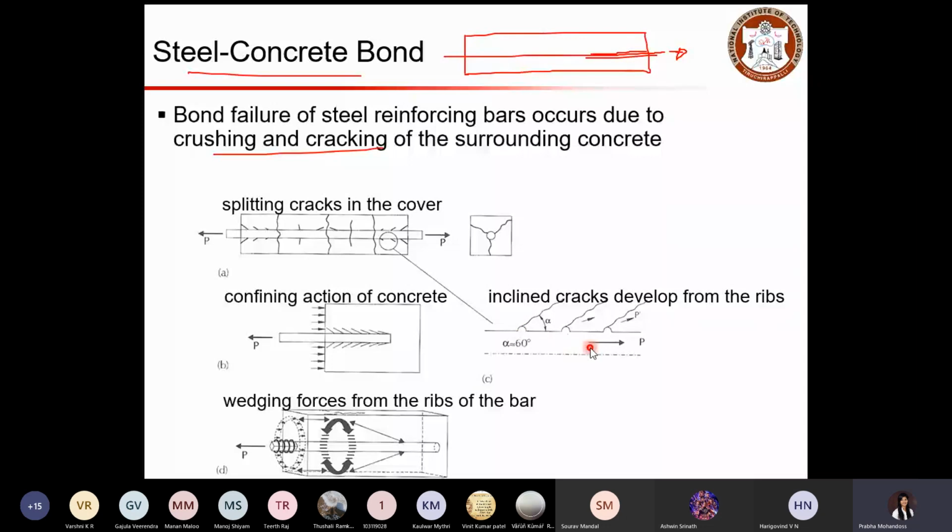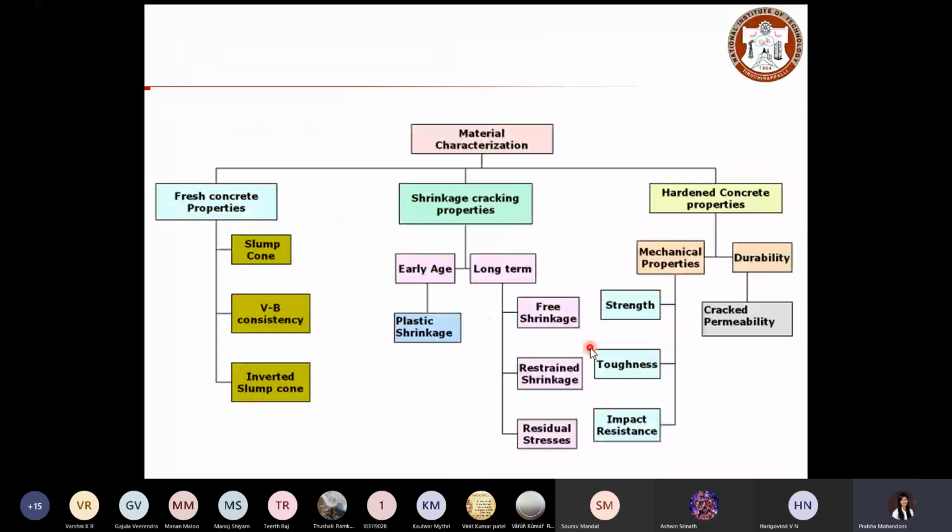So these are some mechanical characterizations of hardened concrete in terms of evaluating its strength and ductility performance. Generally, when you characterize any material, especially concrete, you first look at the fresh properties. To identify the fresh properties, you need to check workability, using the slump cone, VB consistency, and inverted slump cone test methods. The inverted slump cone is not in the scope of this course.